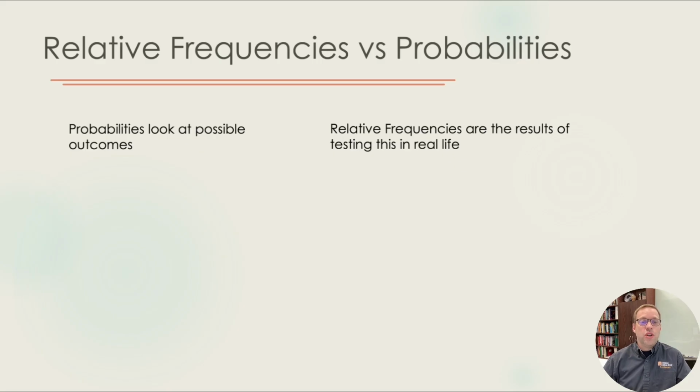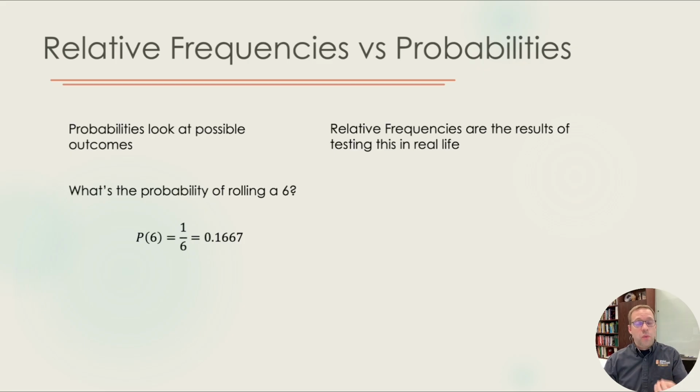Well, probabilities look at possible outcomes, what's possible, while relative frequencies look at the results of testing this in real life. For example, what's the probability of rolling a 6? Well, we did this in the last video. There's one way to roll a 6 out of 6 different possible outcomes rolling a die. And so looking at what's possible, we say that there's one successful outcome out of 6 possible outcomes.